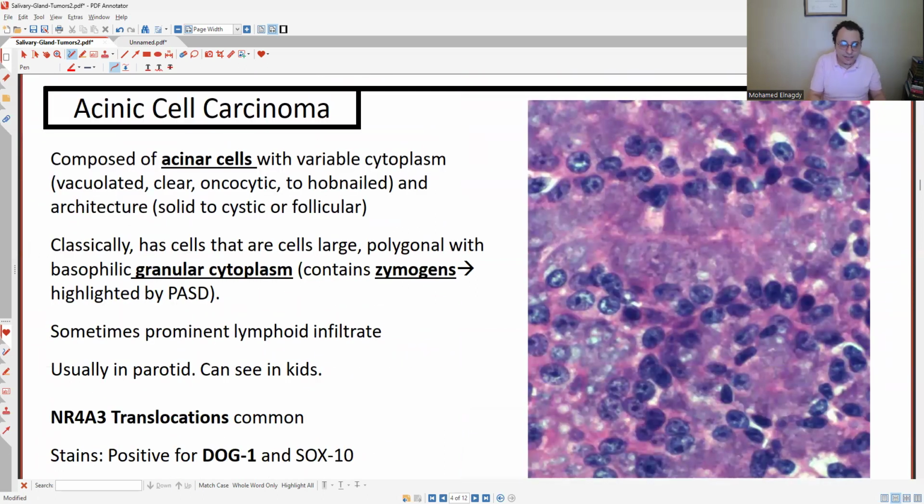Acinar or acinic cell carcinoma, oh, I didn't highlight. Okay, let me highlight and then continue the recording.